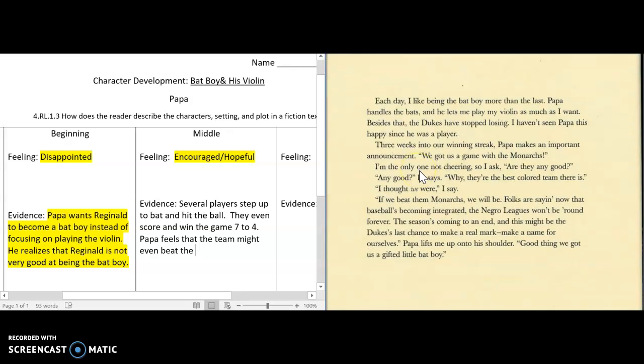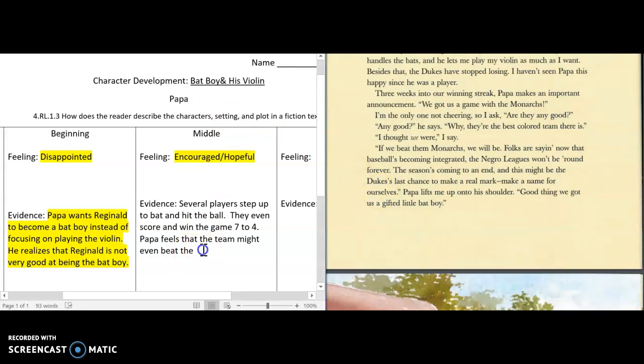They're getting ready to play this big team that's supposed to be the best in the league. Papa makes an important announcement. We got us a game with the Monarchs. And then he goes on to ask, well, are they any good? And then everybody's like, are you kidding? Of course they're good. They're like the best team. So now that's evidence to support that Papa's feeling hopeful and encouraged. Papa feels the team might even beat the Monarchs, which are the best in the league. Again, evidence to support that character trait of feeling encouraged or hopeful.